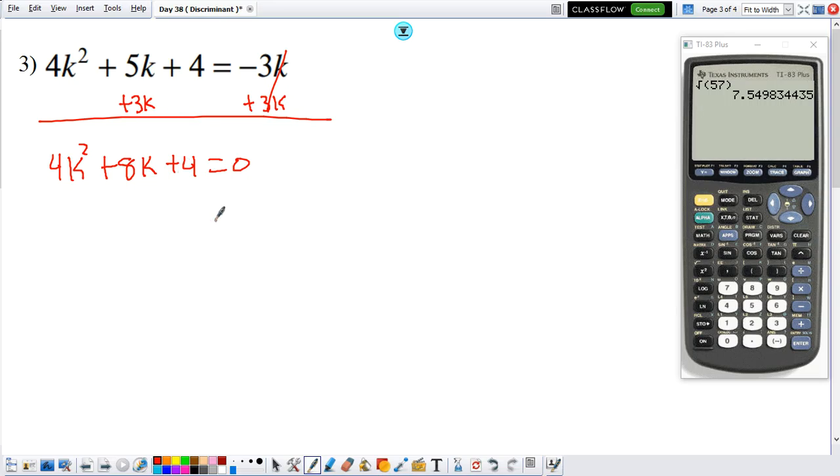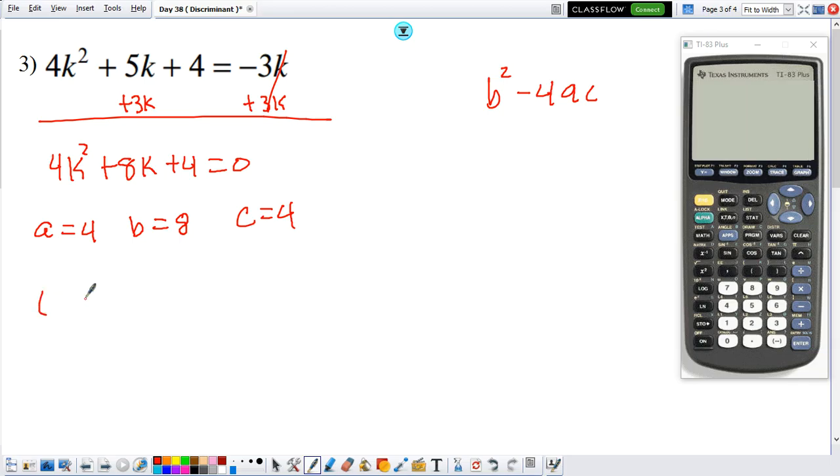Now that our equation is equal to 0, we can start finding the discriminant. So now, let's find out what A, B, and C are. A is the number in front of the variable with the second exponent, so that's 4. B is the number in front of the variable with the first exponent. And C is the number that's alone, so that's a 4. We know A, B, and C. Again, our discriminant is B squared minus 4AC. So let's just plug it in now.